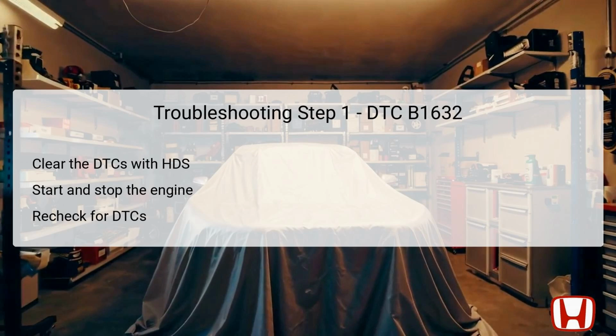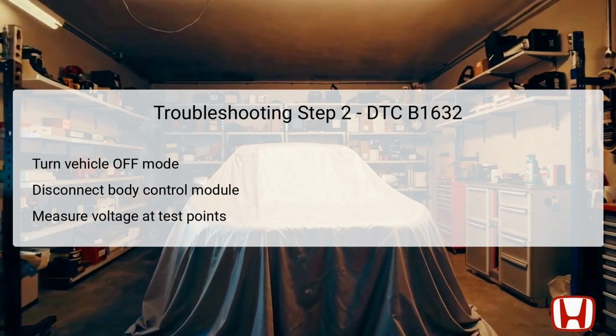Once completed, it is crucial to check again for any DTCs using the HDS. If DTC B1632 is indicated once more, this means there is likely a persistent issue that requires further diagnostic steps detailed in the repair protocol. If, however, the DTC does not return, it might indicate an intermittent failure, suggesting that the system is functioning correctly at this moment.